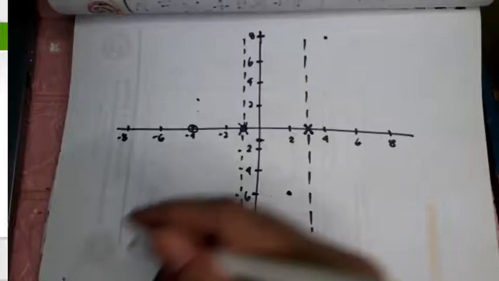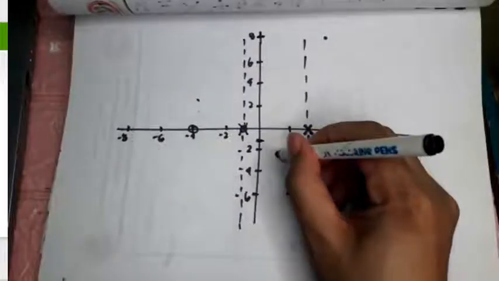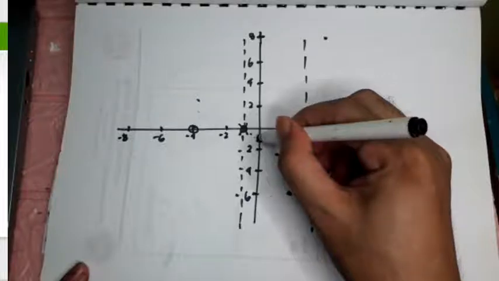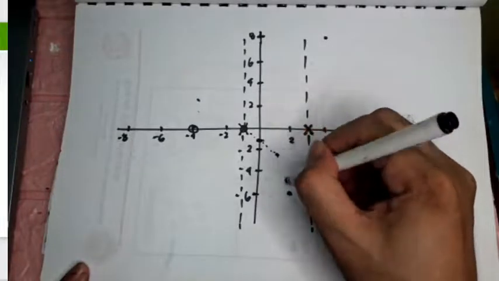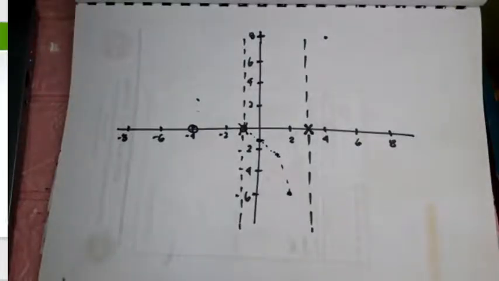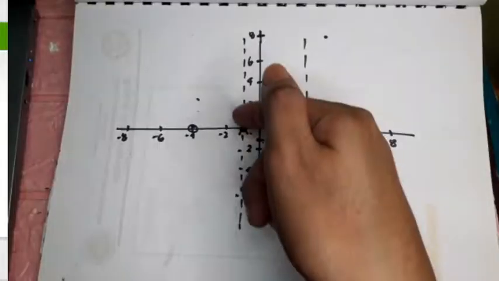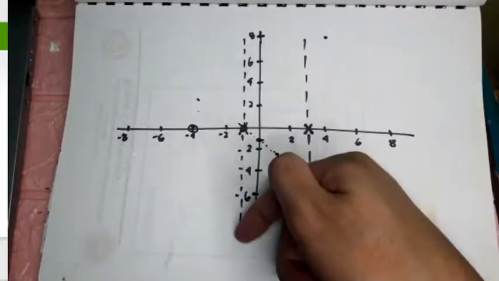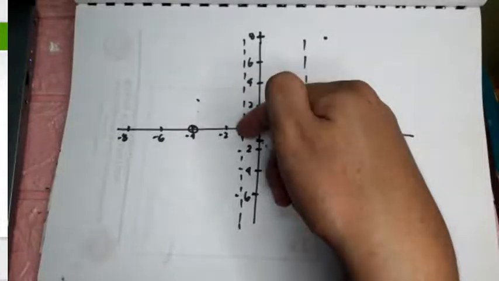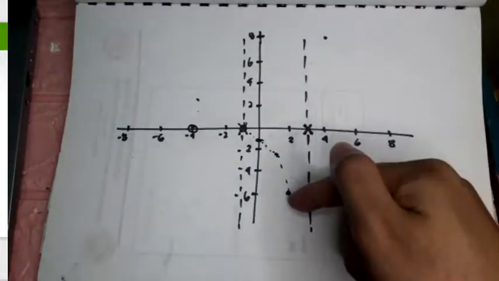How about x is equal to 0? We already know that, no? Here, somewhere here. Okay, like that. No? So this one maybe is not an asymptote. Maybe this is not an asymptote. This is just a hole, and so this maybe is an asymptote.